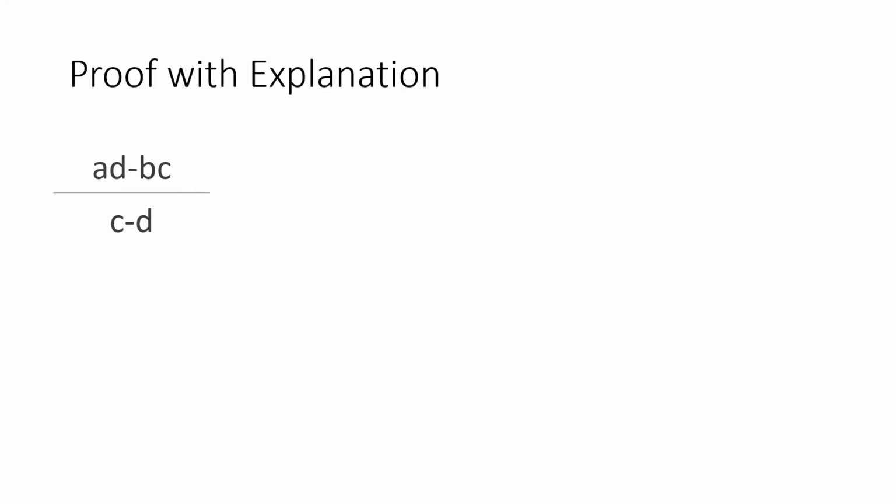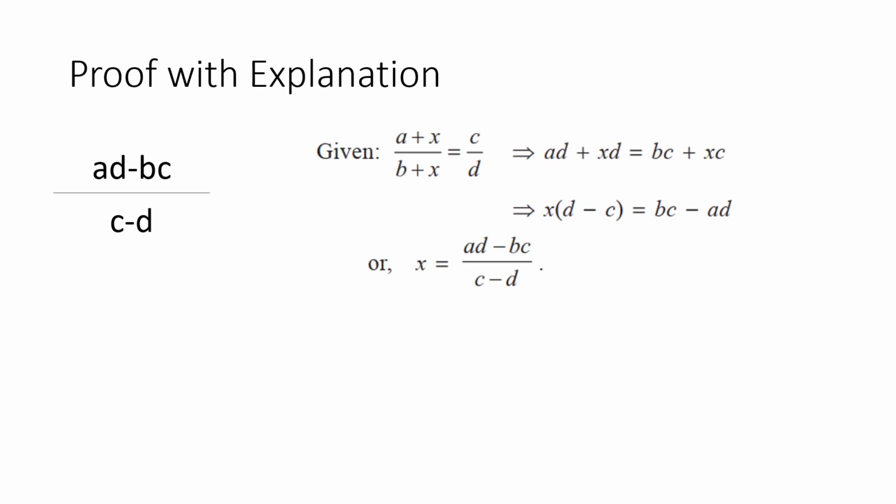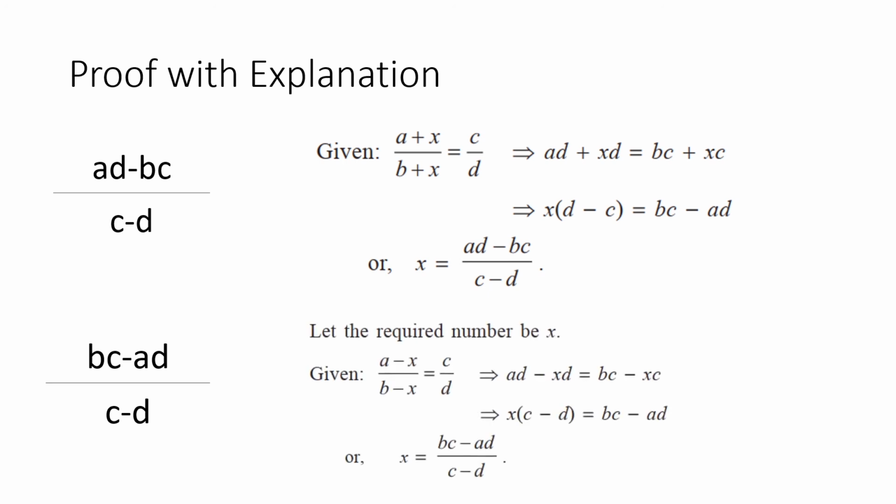Now the proof for both of them is available. Now as you can see, for AD minus BC upon C minus D, what is the proof? We want to add some value to both the numbers. If we are doing so, in that case, on simplification of our equation, as you can see that the value X becomes AD minus BC upon C minus D. In a similar manner, for BC minus AD upon C minus D, how did we come at this solution? If we decrease a number from the given ratio from numerator and denominator, in that case the expression which we get is AD minus XD, which is equal to BC minus XC, and on further evaluation X becomes BC minus AD upon C minus D.